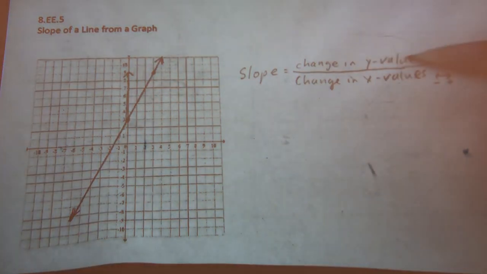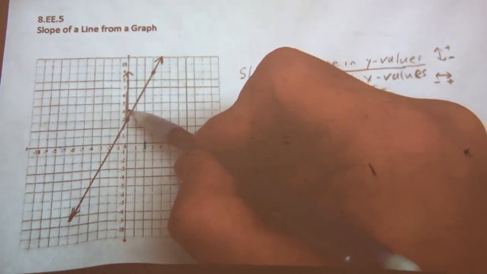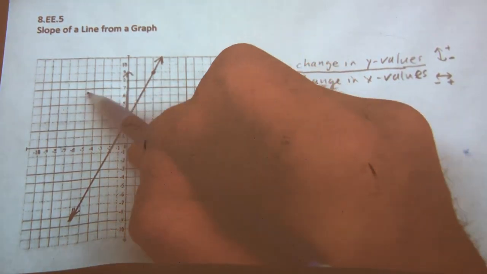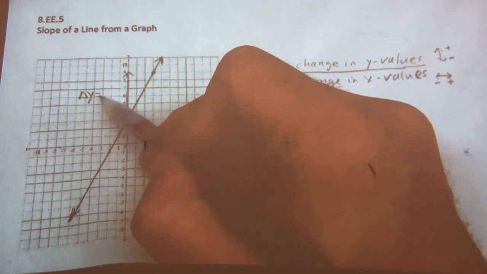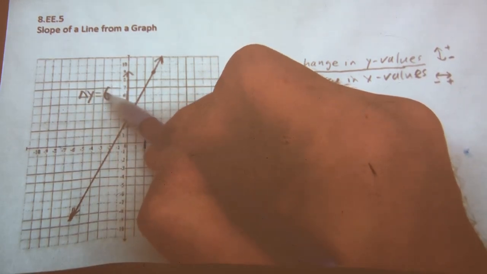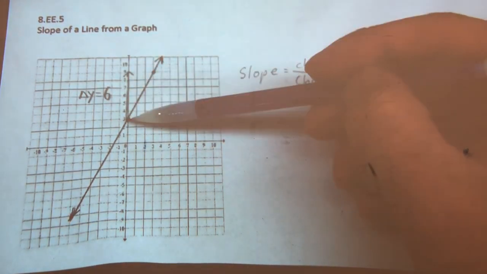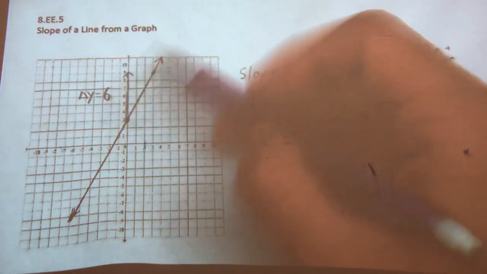So that's the change in my y values, or my vertical change. And that would be, just count, 1, 2, 3, 4, 5, 6. We use a Greek letter delta for change. So the change in y, or delta y, is 6. And it's positive because we moved up. If we moved down, it would be negative. I'll show that in a minute. So our change in y is 6.